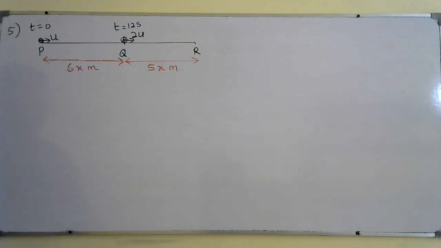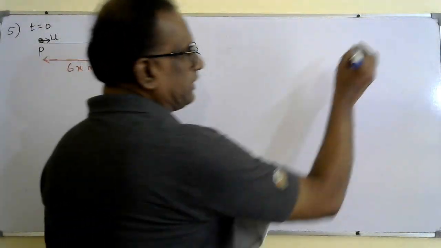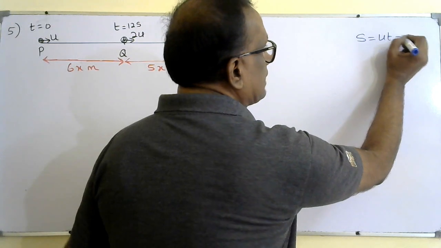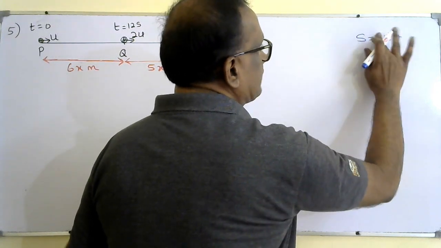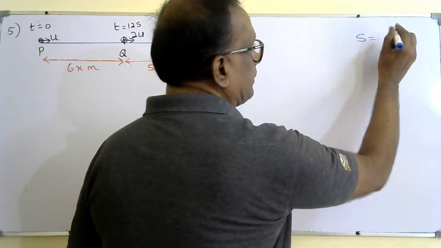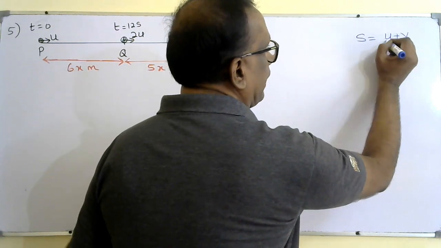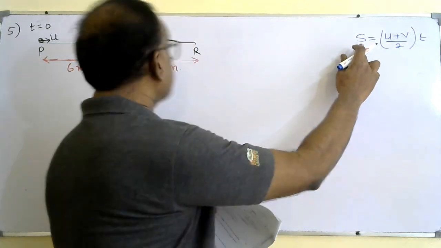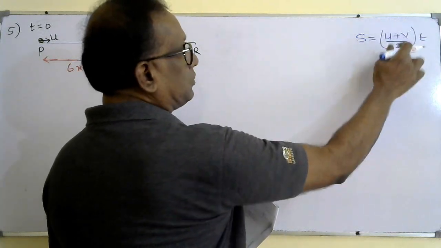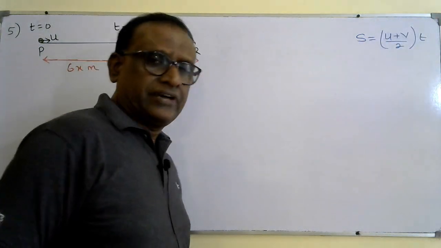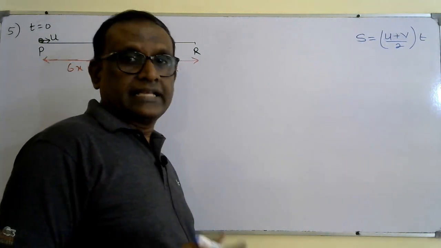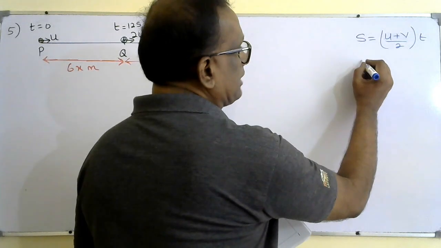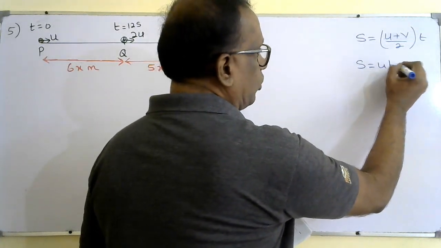Anyway, we can use different equations here. First I'll show different methods. The first method is a simple method: s equals (u plus v) by 2 into t. So s is 6x, u is u, v is 2u, and time is 12. So simply we can find it. But if you want to use other equations, such as v is equal to u plus at, or s equals ut plus half at squared, you can use them, no problem.